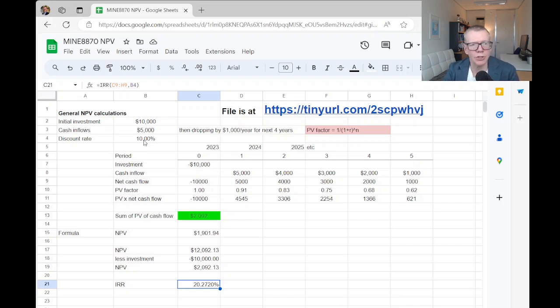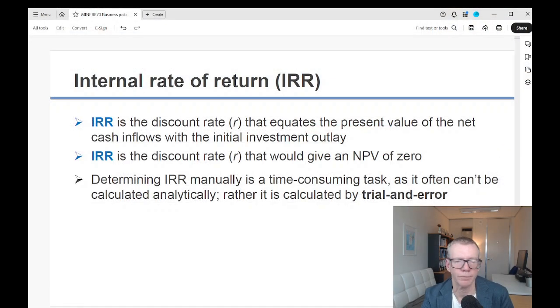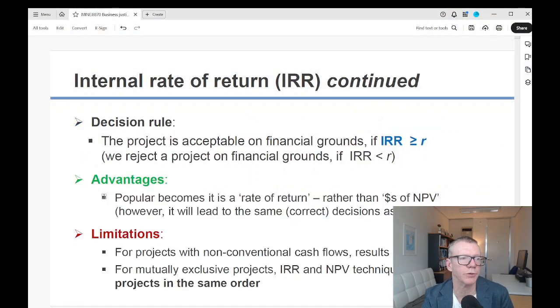So our decision rule, if we're using internal rate of return, is that if the internal rate of return is above our organisation's hurdle rate, then we'll accept the project, which is algebraically exactly the same thing as saying if the NPV is above zero. So if the NPV is positive, then the IRR must be above the hurdle rate. And so that's the internal rate of return. As I said, the decision rule is you accept the project if the internal rate of return is above the hurdle rate.